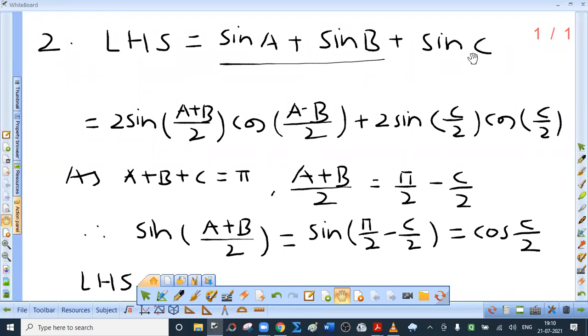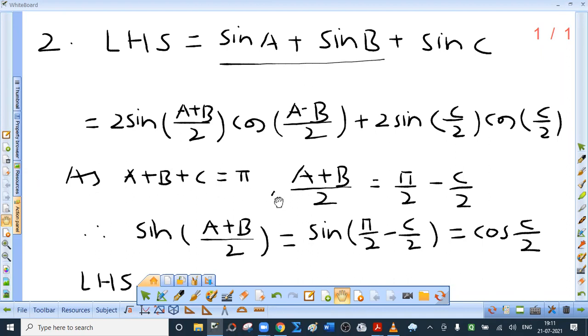Second, prove that sin A plus sin B plus sin C equals 4 cos of A by 2, cos of B by 2, cos of C by 2. Now what is sin A plus sin B? 2 sin of A plus B by 2, cos of A minus B by 2. See, we need half angles, sin 2 theta is 2 sin theta cos theta. 2 theta changes to its half, 50%. So C will change to C by 2. So what is sin C? 2 sin C by 2 cos C by 2.